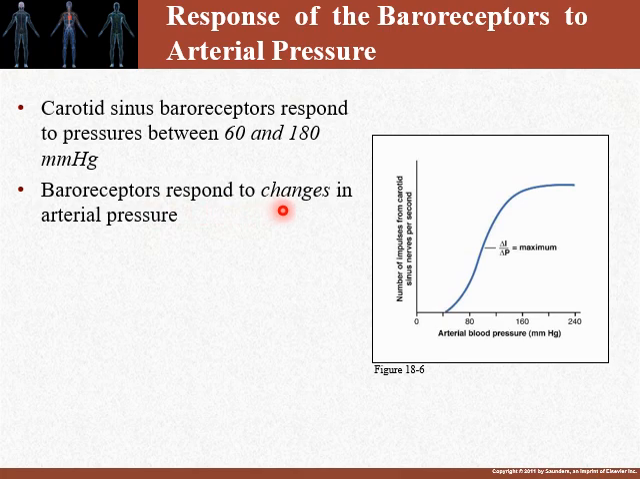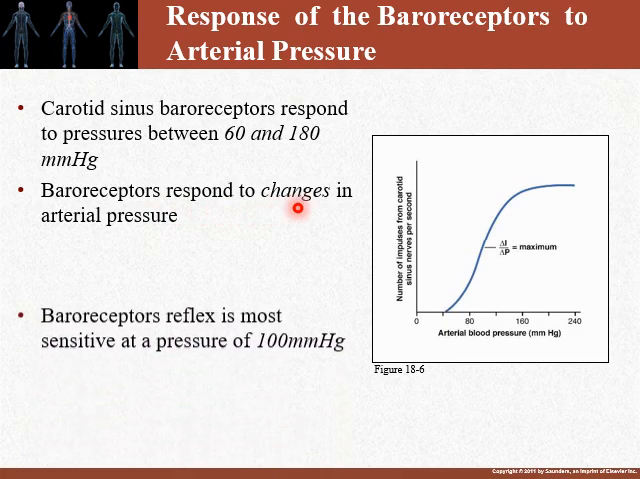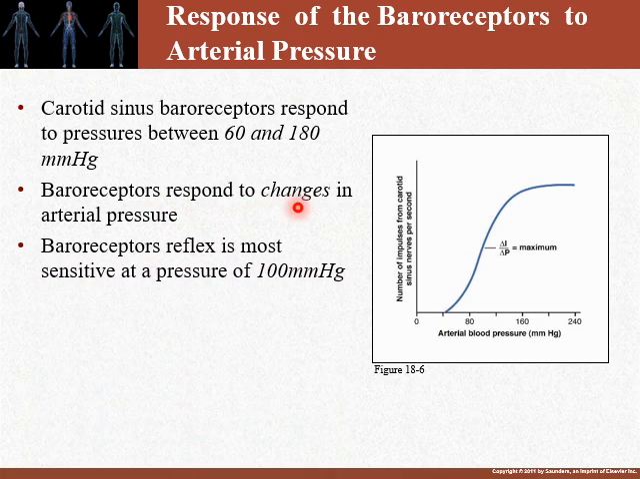Baroreceptors respond to changes, of course, in arterial pressure. And it is mostly sensitive at around 100 millimeter mercury. Of course we knew this from the slope of this curve. We notice that the most change, or sensitivity, of the firing rate is at 100. So the correction is best when the blood pressure value is around 100 millimeter mercury.